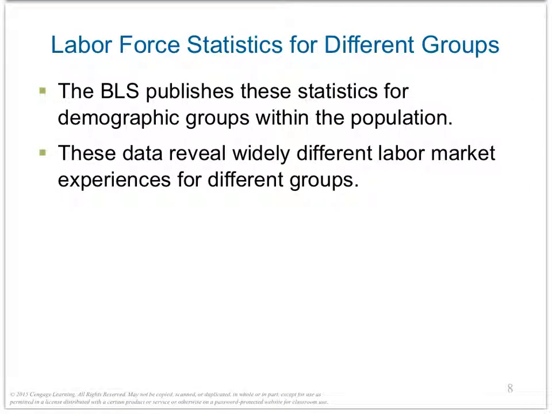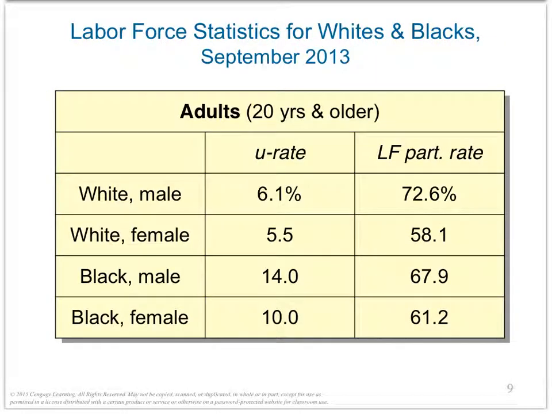And the BLS publishes these statistics not just for unemployed and employed, but for different demographic groups within the population. And these data reveal that there are wide differences in labor market experiences for different groups. Let's start with the first one. When you look at this data, you will see the unemployment rate and labor force participation rate for adults 20 years and older, based on gender and based on white and black.